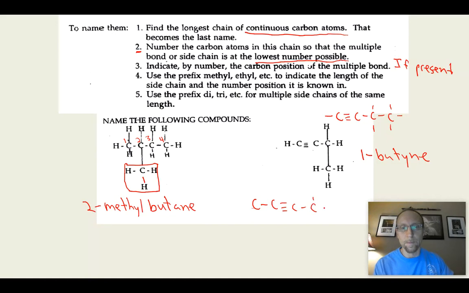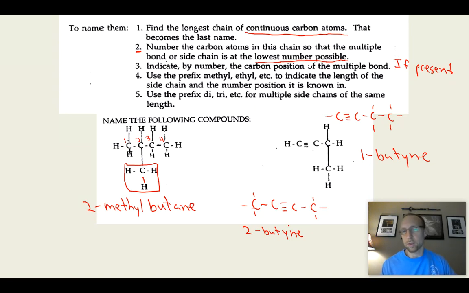Right? I could draw this. And now, where is my triple bond? It's between the 2 and the 3 carbons. So we would call this 2-butyne, because the triple bond is coming up after the second carbon. So you start counting from the end that gives you the lowest possible number, and once you hit that triple bond, you say the carbon that it appears in front of.